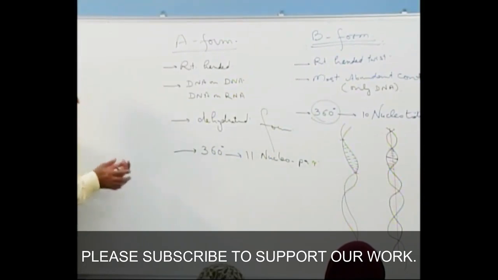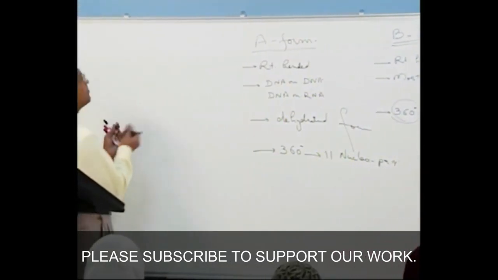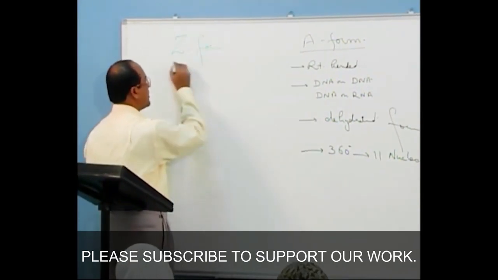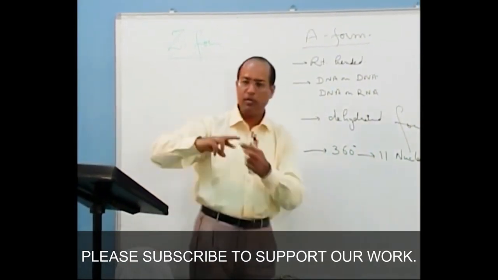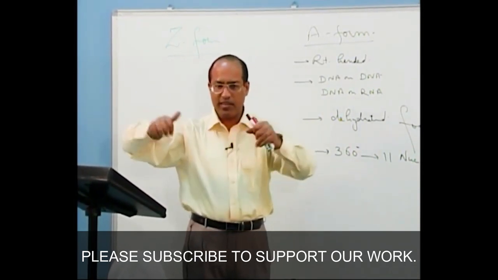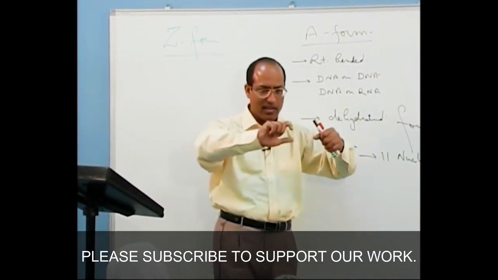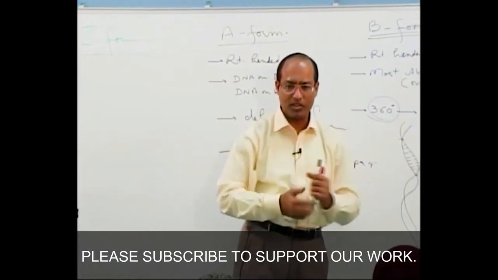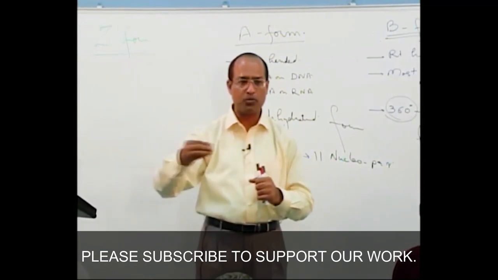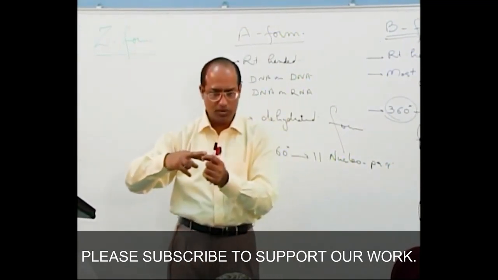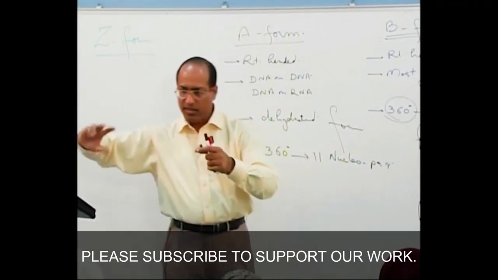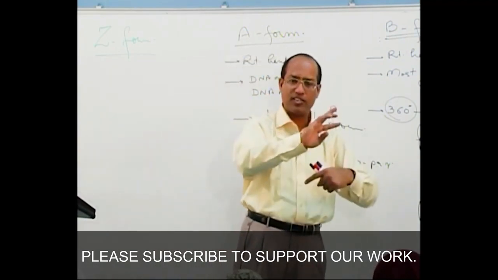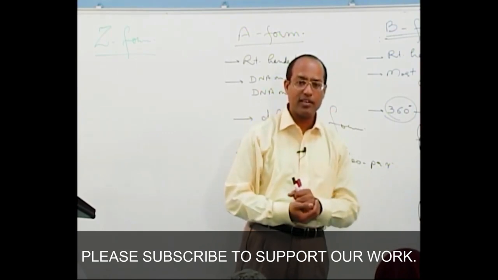Now we come to another form that is called Z form. Now you imagine you have double twisted rope and it is right handed. Clear? Suddenly at one point it becomes left handed. Let me repeat it again. You have a long rope of double-stranded rope with two strings, right? They are twisted right-handed. At one point, suddenly twists are reversed and they become left-handed.